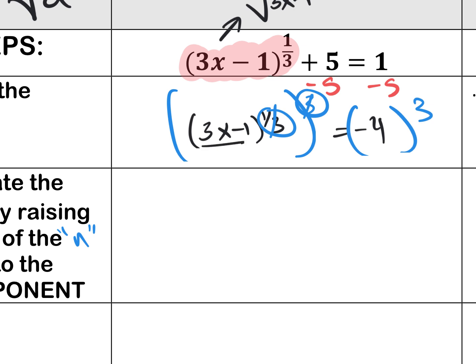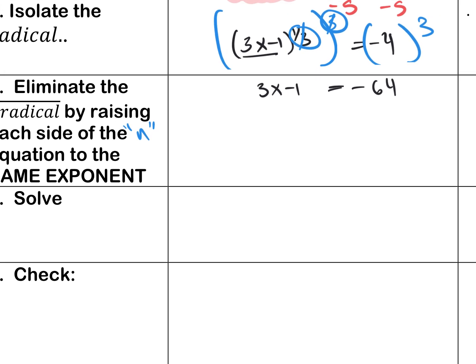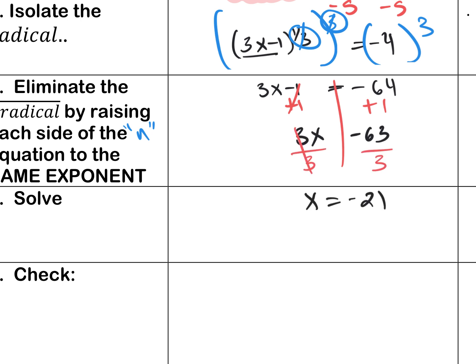I'm left with what's on the inside of the radical, that 3x minus 1, and that's equal to negative 4 to the third power. Put that on the calculator. We get negative 64. And then from here, it should be easy work because we're solving for x. We're trying to get the x by itself. So we draw the line. First, we add or subtract. And then the last step is almost always to divide. We get x equals negative 21.